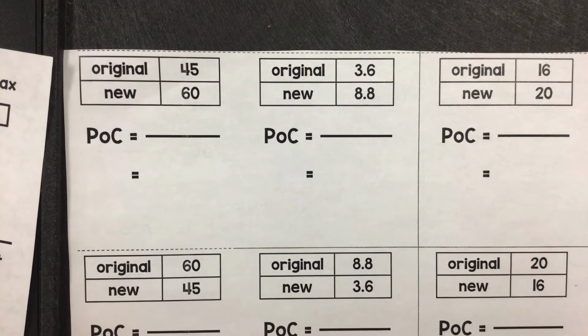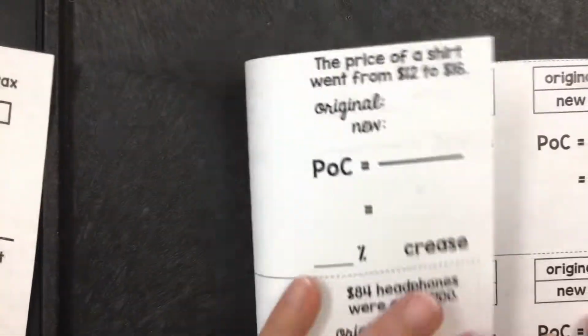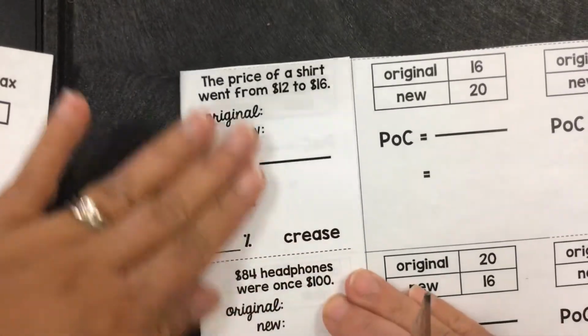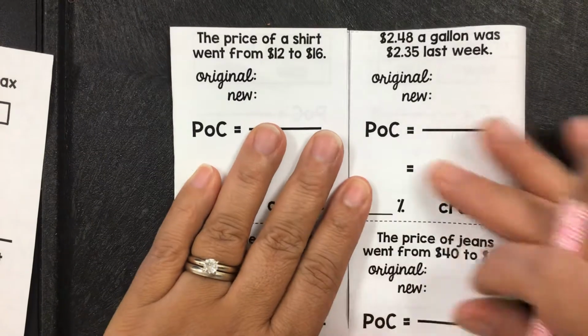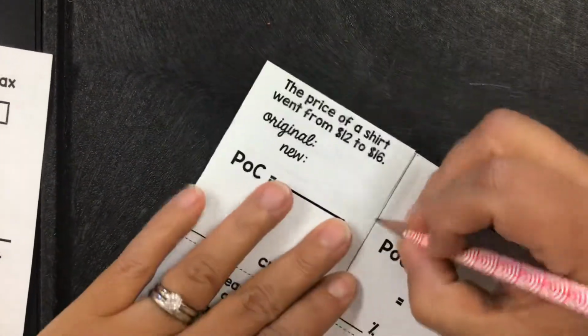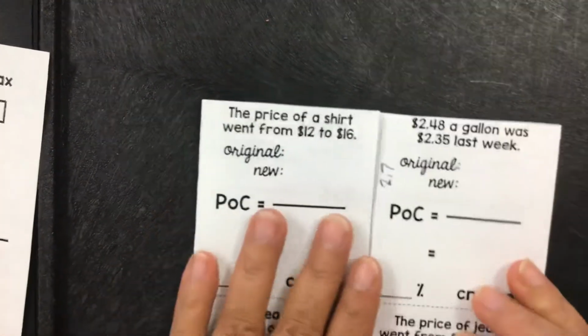This is the foldable for section 2.7, percent change. We're going to start by folding it this way. So again, this is section 2.7, percent change.